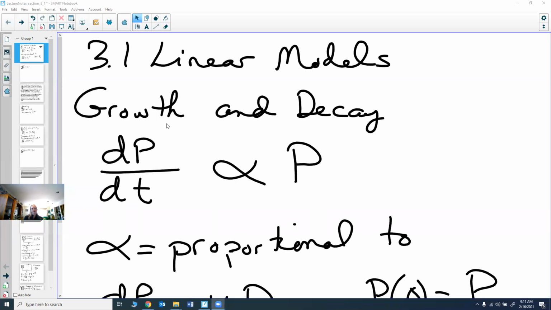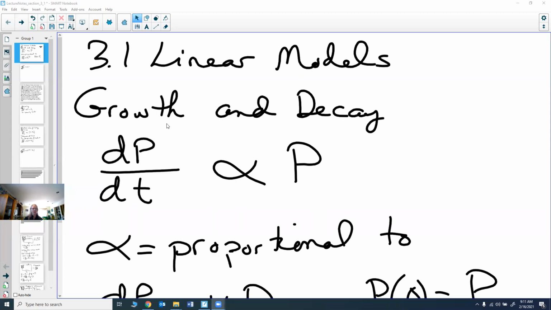We're going to be talking about linear models, or any kind of modeling, in this chapter. Modeling is where we come up with an equation and then we solve that equation. In this case, we're going to be coming up with different equations, and we're going to first talk about linear models.